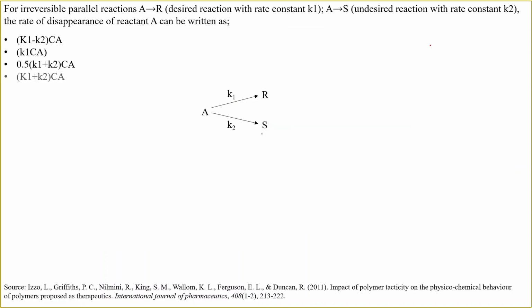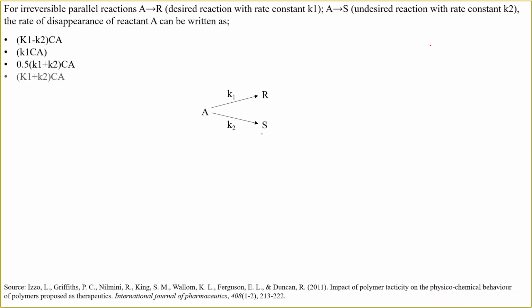For irreversible parallel reactions, A giving R, which is the desired reaction with rate constant K1, and A giving S, the undesired reaction with rate constant K2, the rate of disappearance of reactant A can be written as. So we have a parallel reaction going on. In a parallel reaction, the reactant is converting to two products, desired and undesired, at the same time. These two reactions are competing with each other, so they are also called competing reactions. And these reactions are irreversible in this case.